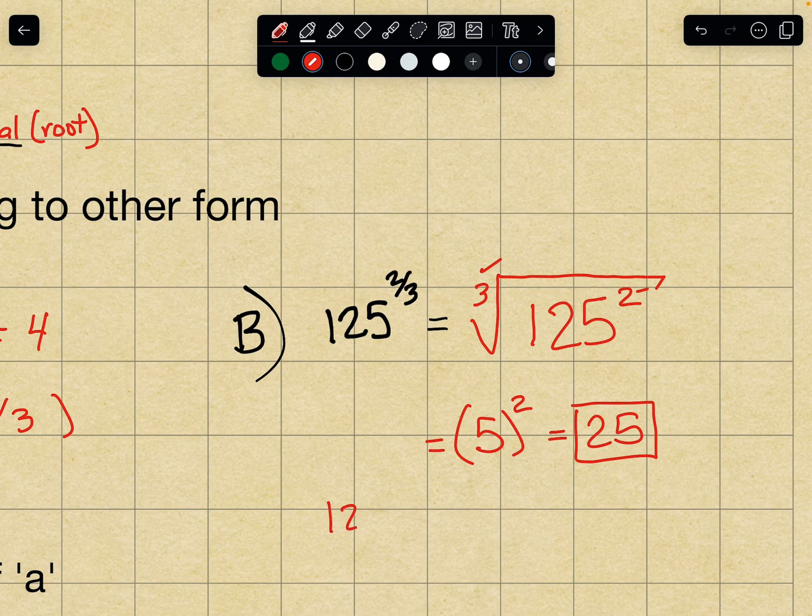Again, if you check on your calculator and you take 125, use the caret key, the exponent, and then we need to enter in parentheses 2 divided by 3. And that should also show you 25. Okay?